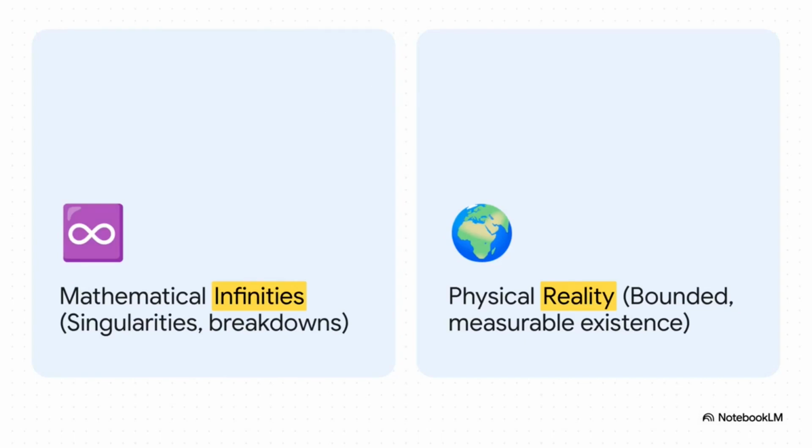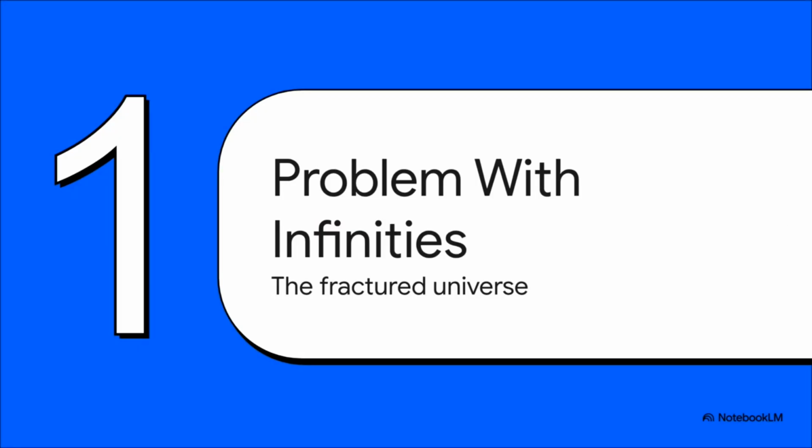It's a stark contrast. Sure, on a chalkboard, mathematical infinities exist. You can divide by zero all day. But actual physical reality? It's bounded. It's finite. UGM points out a basic truth. We've been confusing the math used to describe the universe with the actual physical universe itself. So, Section 1. Let's talk about the real problem with these infinities.